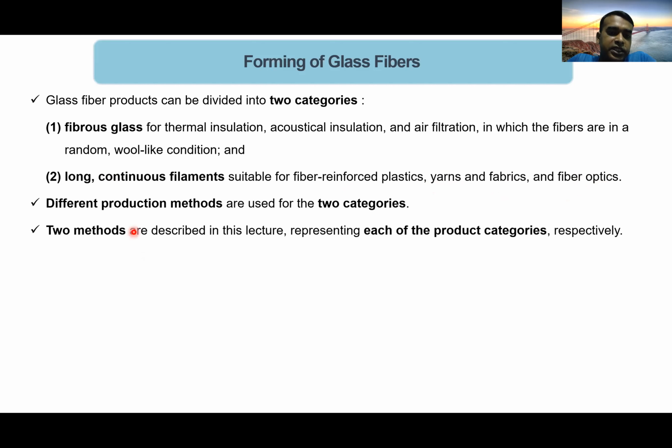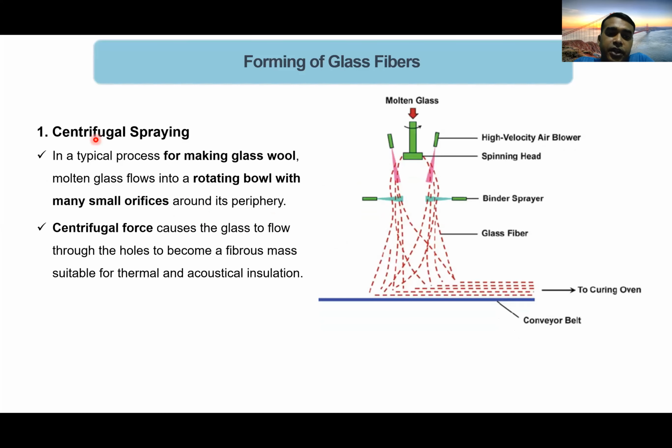Okay, the different production methods are available for manufacturing this. There are a lot of production methods actually. Nowadays, people are still trying to develop new methods for manufacturing this kind of fibers to produce continuous crystalline fiber, non-crystalline fiber, then amorphous fibers. There is a lot of work going on in this fiber manufacturing process and different production methods, and we'll discuss two methods in here for each product category. First one is centrifugal spraying.